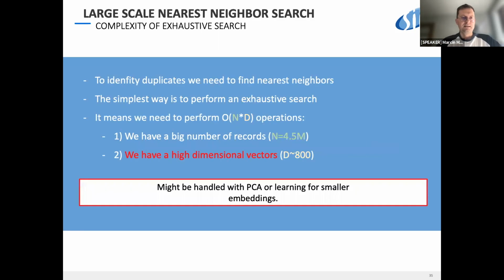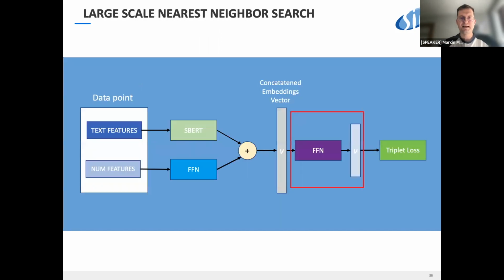The second case, reducing the dimensionality, well, this could be handled with dimensionality reduction techniques like PCA, for example, or simply learning for smaller embeddings. And actually, in one of the next steps that we try to perform, we aim for the second option because we find it simply more elegant.